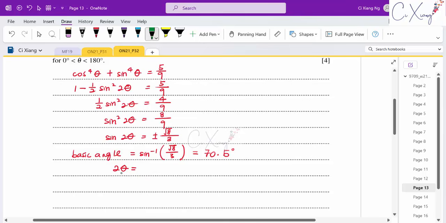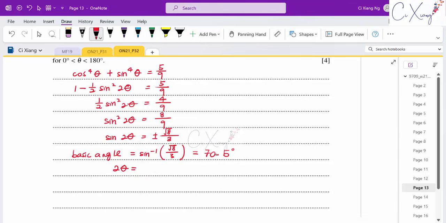First quadrant, I'm having the basic angle, which is 70.5. So the first answer is 70.5 for 2 theta. Second quadrant, the answer is 180 minus 70.5, so by right you should have 109.5. Third quadrant is 180 plus the basic angle, so 250.5.